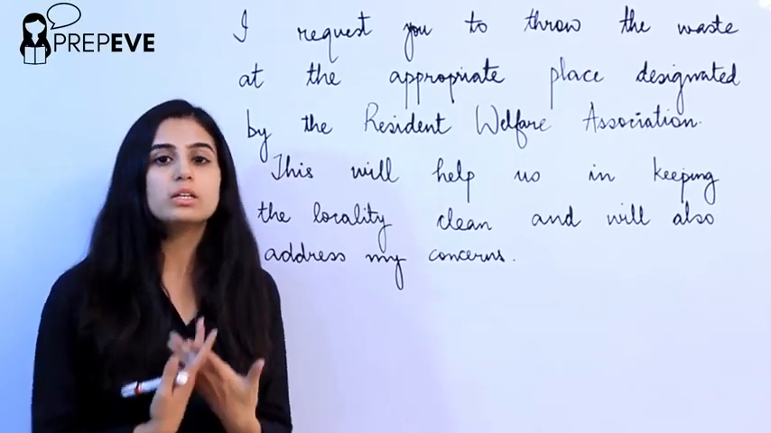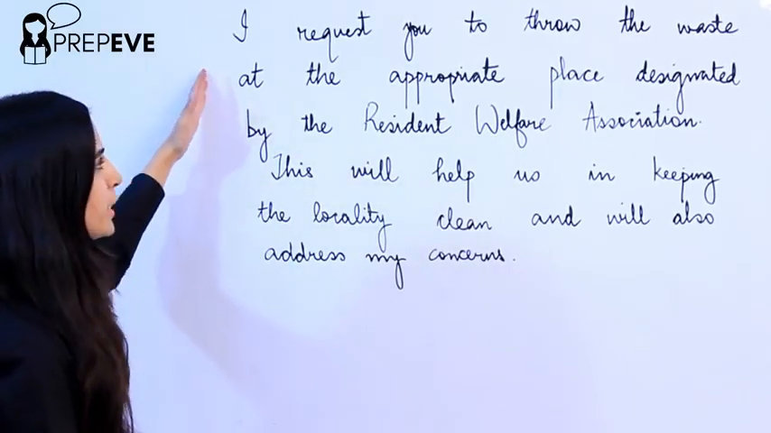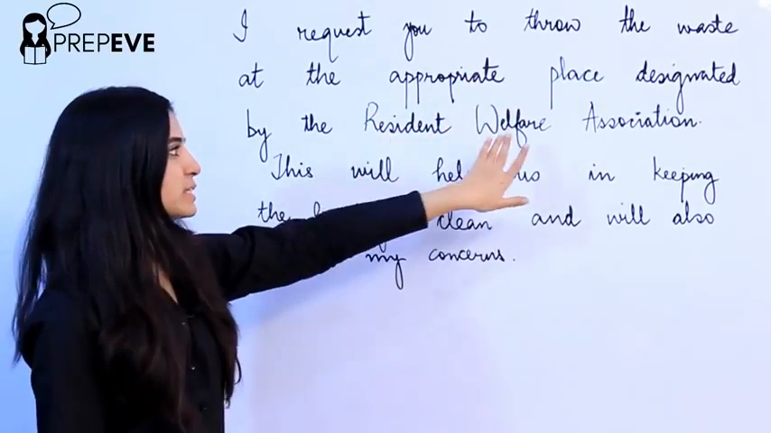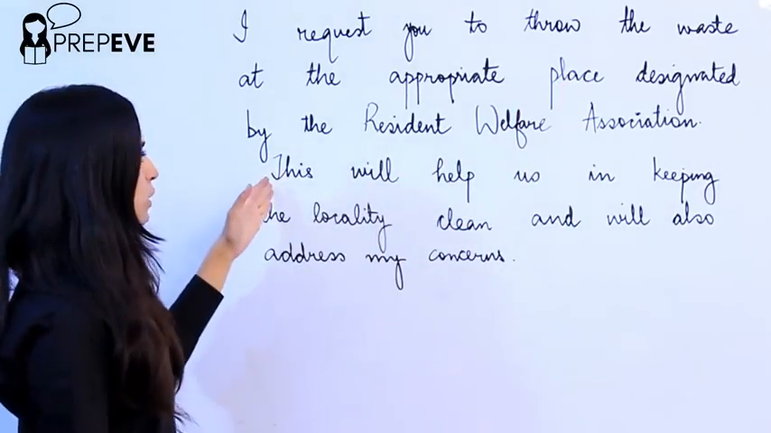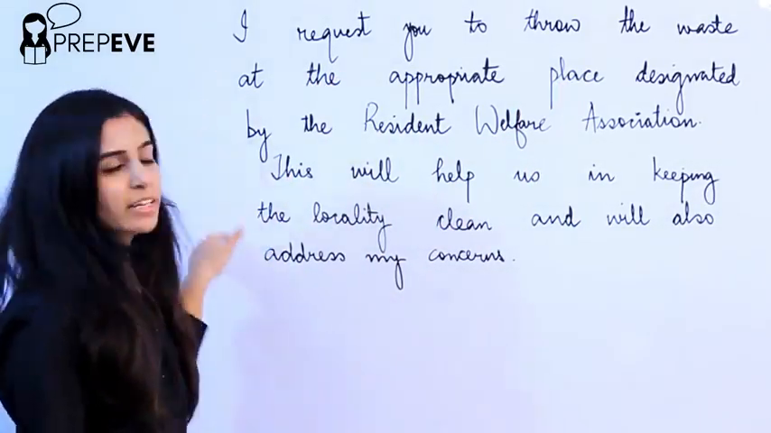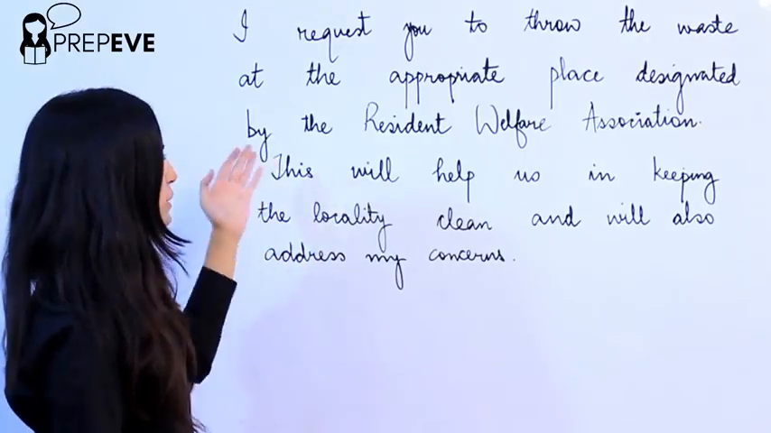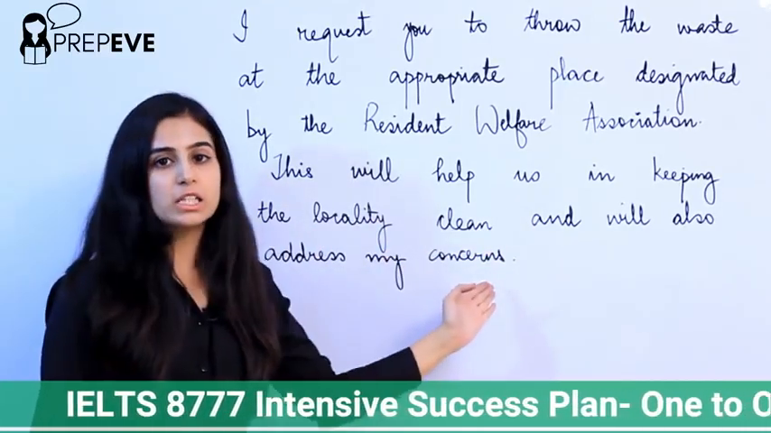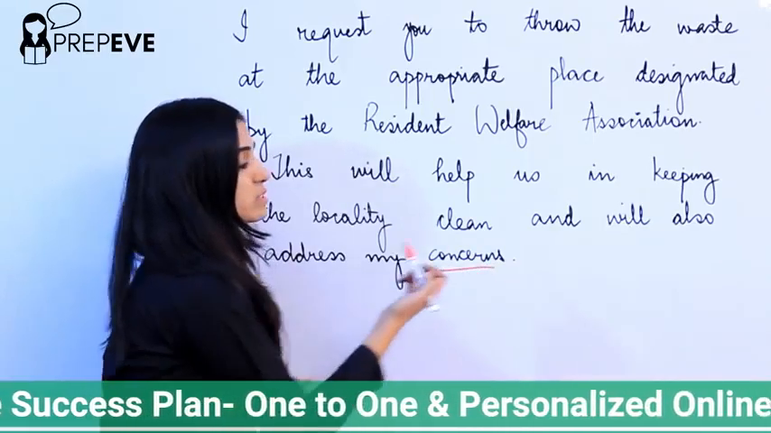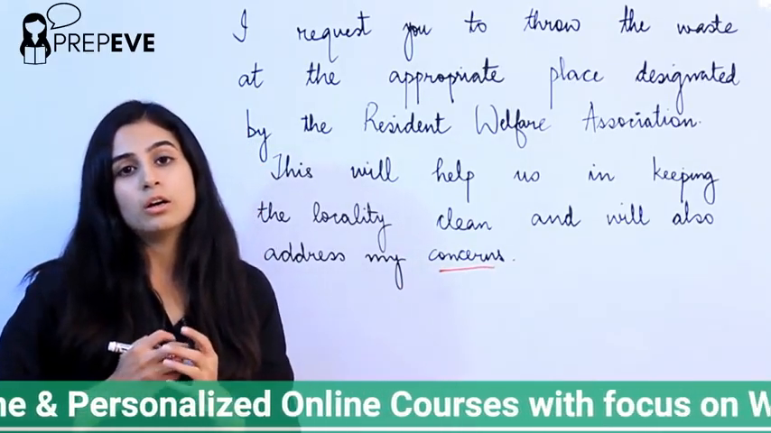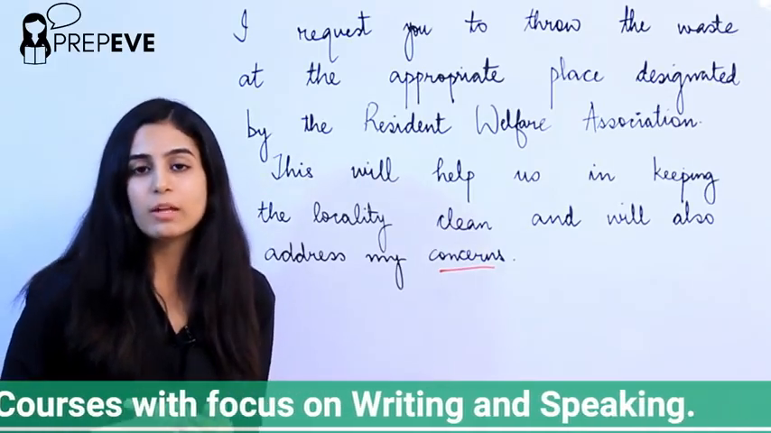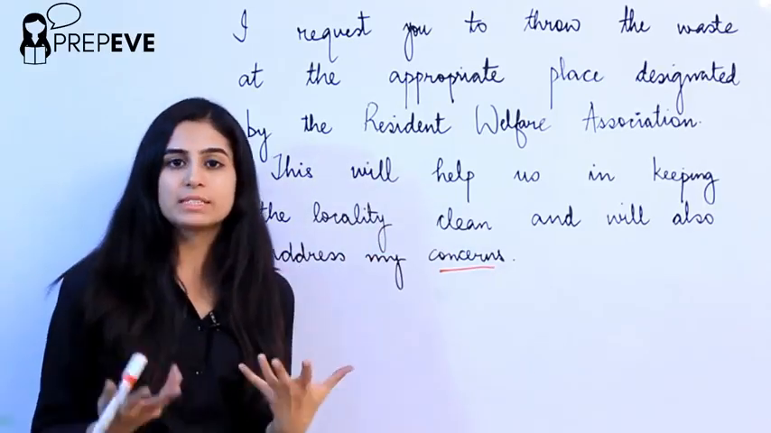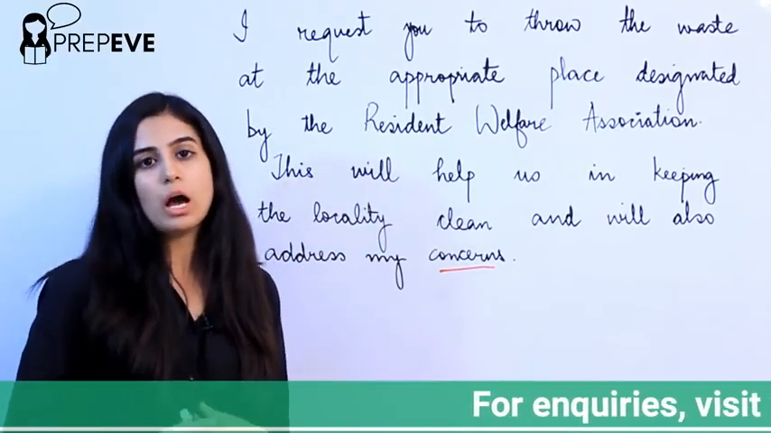What actions do you want the neighbor to take? You want him to throw the waste at the appropriate place which is designated by the Resident Welfare Association. And how would this help you? How would this end the problem for you? This will end it because it will help us in keeping the locality clean and will also address my concerns. What were his concerns? His concerns were that the pests would impact the health and well-being of his family. So that would be catered to, and also the clean locality would be serene and would give a beautiful outlook.